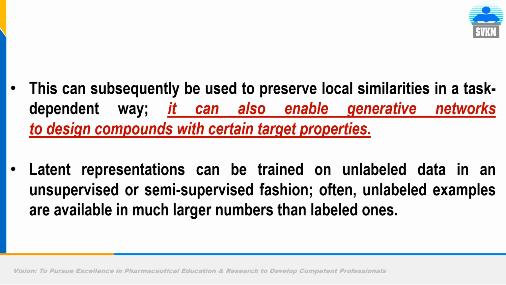That is called a conditional autoencoder, because you are giving a condition to the autoencoder: generate only those outputs from the latent space which are meeting some predefined criteria. So latent representation can be trained on unlabeled data in an unsupervised or semi-supervised fashion.